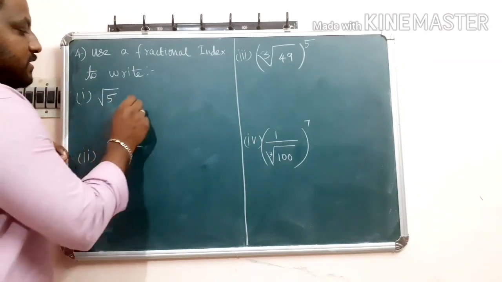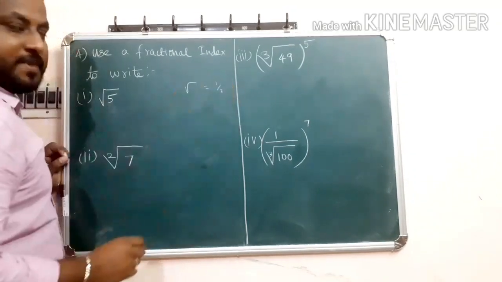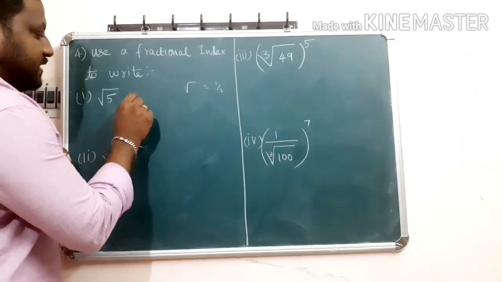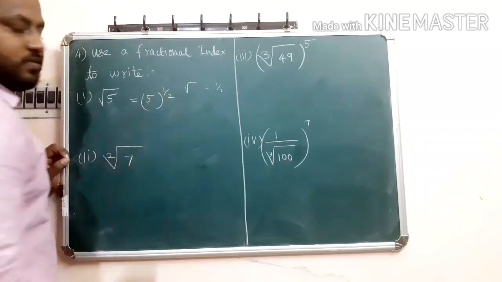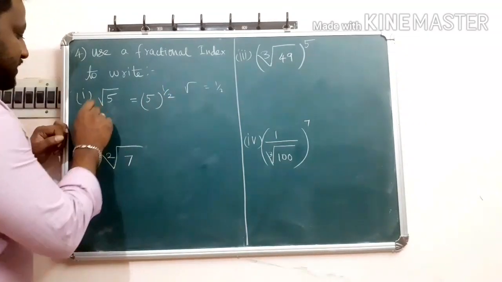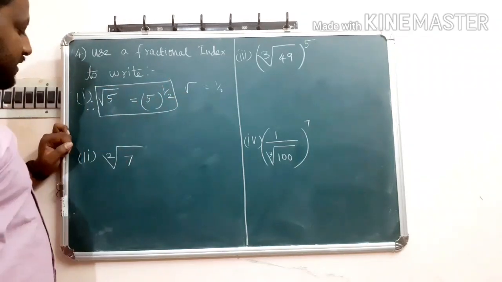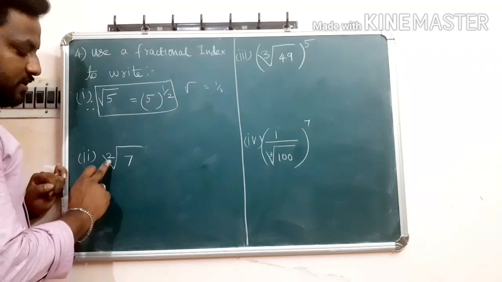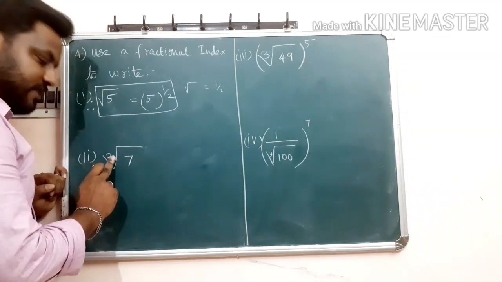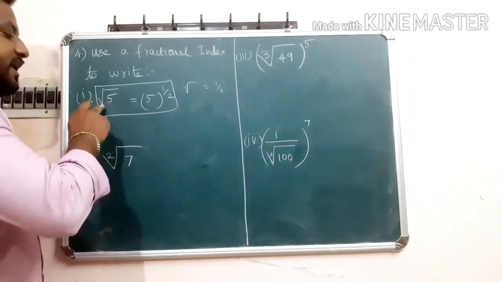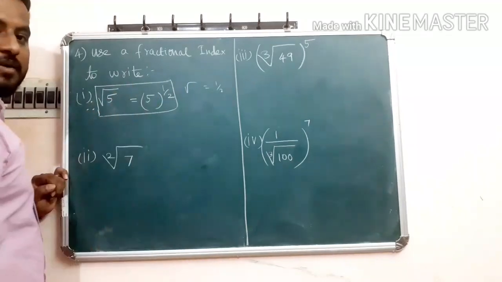Root 5. So we know that root value is equal to 1 by 2. So root 5 is written as 5 power 1 by 2. 5 power 1 by 2. So this is the value of root 5 into the fractional index. Clear? And then second question, here it is given as 2. If 2 is given, it is also true. If it is not given, simply given in root, the square root value is also taken as 1 by 2.